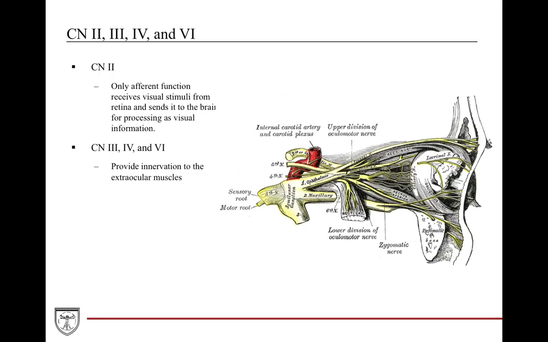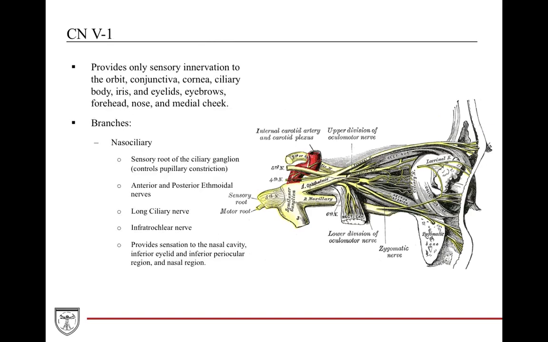Then you have your cranial nerves 2, 3, 4, and 6. Cranial nerve 2, of course, is your optic nerve. It's what receives the visual stimulus from the retina. It goes through the optic canal, and it pretty much is what goes to the optic tract, chiasm, and so forth. Your oculomotor, your trochlear, and your abducens provide extraocular muscle innervation, and they also run through the superior orbital fissure, and they're located in close proximity to cranial nerve 2 as well.